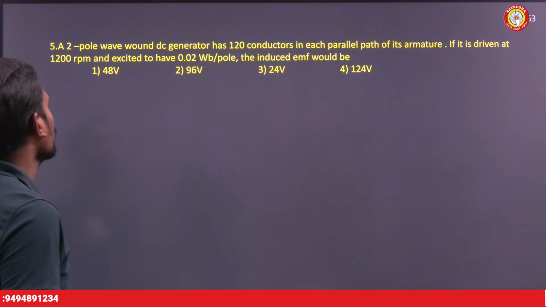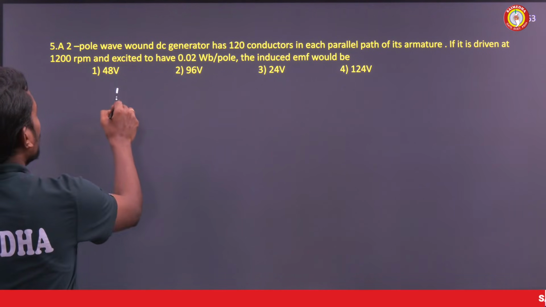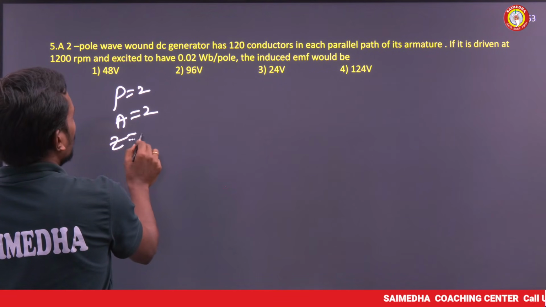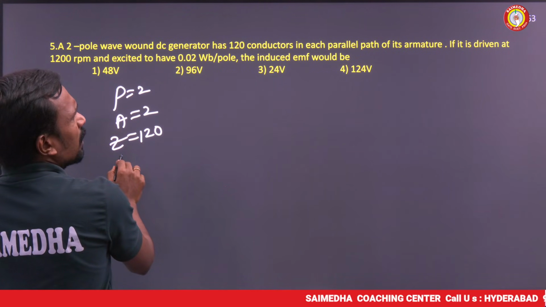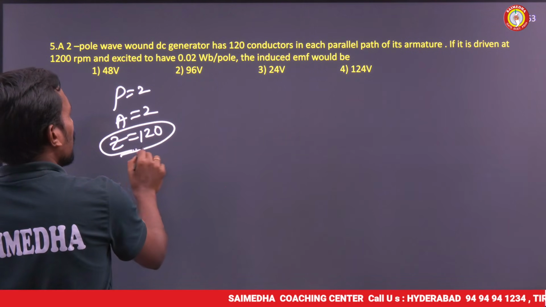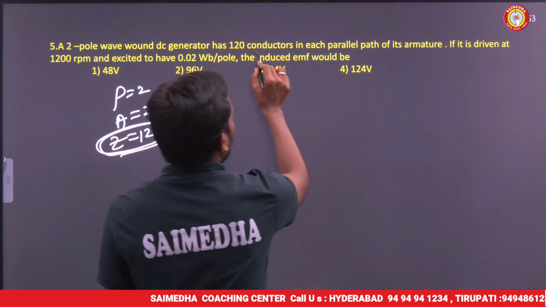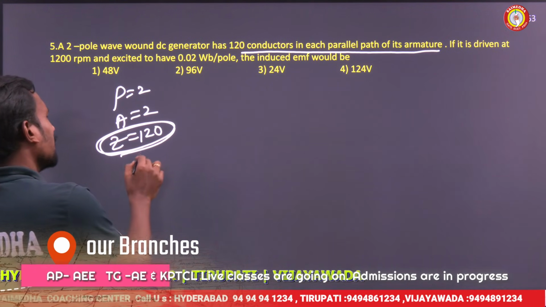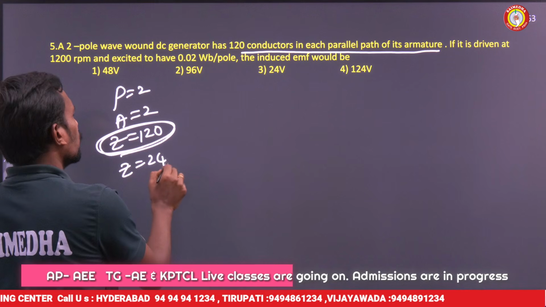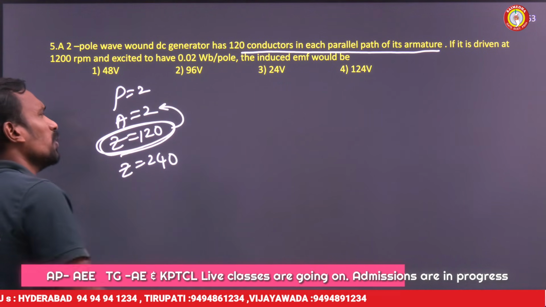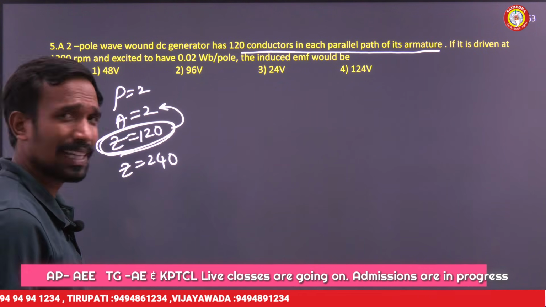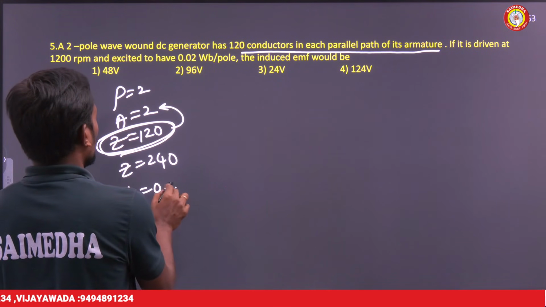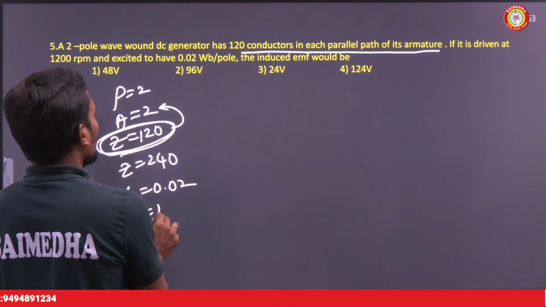Next question. A two-pole wave connected machine. Number of conductors given as 120 in each parallel path. So actually the total number of conductors is 240 because of 120 two times. Yes or no, guys? Flux per pole 0.02. Speed given as 1200.